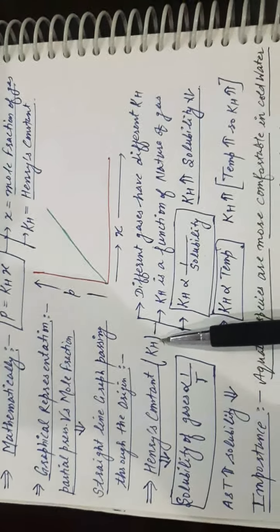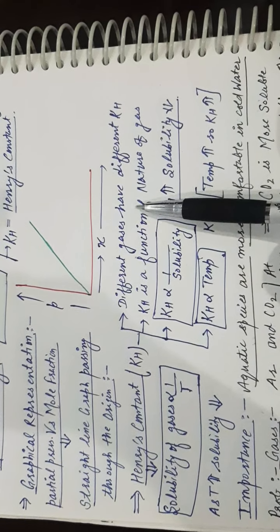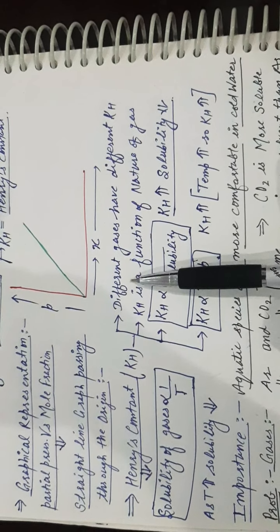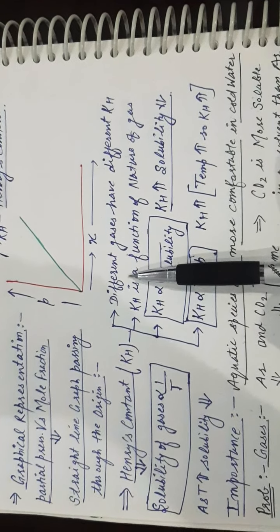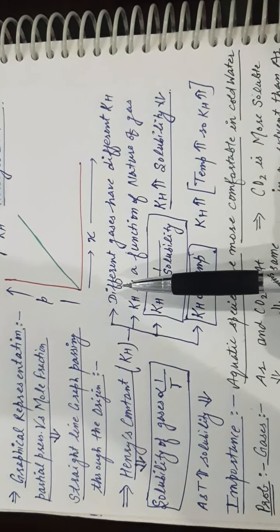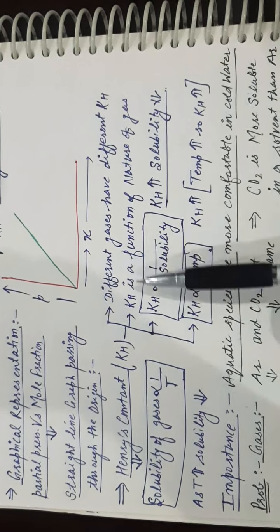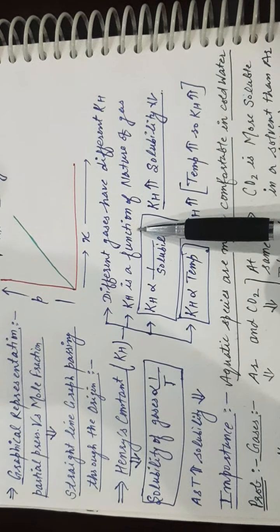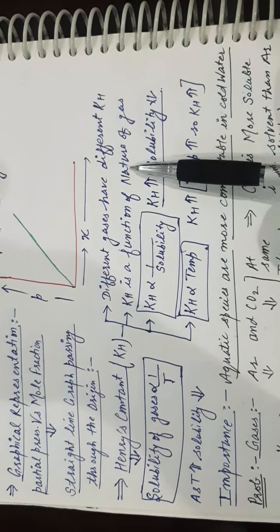This Henry constant Kh is different for different gases. It means if there are two gases at the same temperature, then they have different Kh values in a particular solvent. If there are different gases, then there will be different Kh values. Kh is a function of the nature of the gas, meaning Kh depends on the gas nature. If the gas is different, Kh is also different.